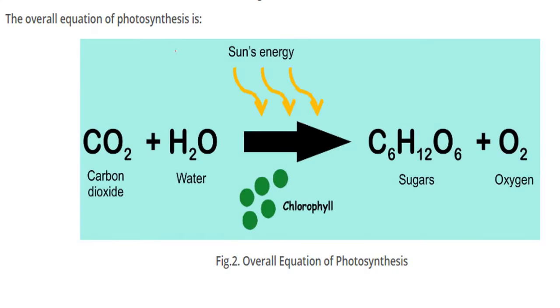So what is the overall equation governing photosynthesis, or how can we define photosynthesis in one equation? Carbon dioxide, CO2, combines with water, H2O, in the presence of sunlight, and with the help of chlorophyll it gives you sugar and oxygen, and this oxygen we breathe, animals breathe.